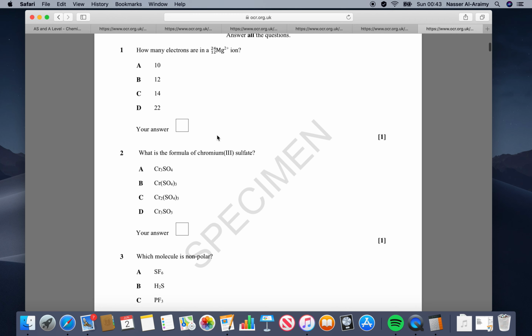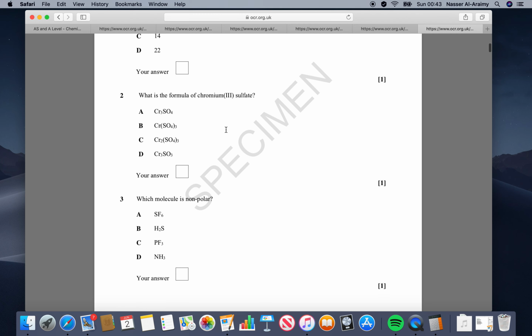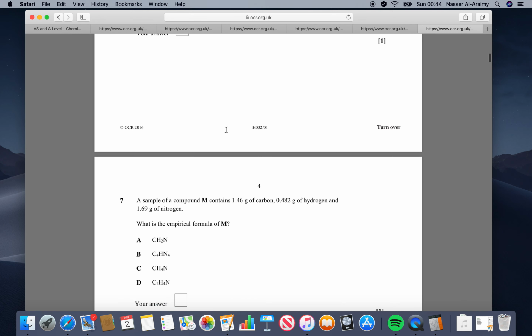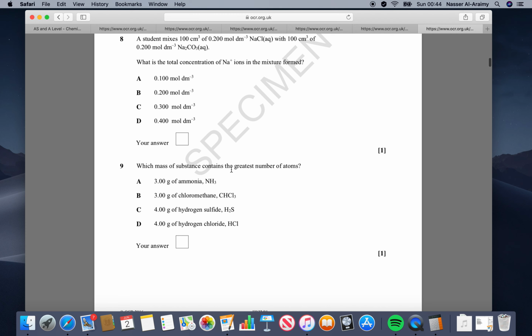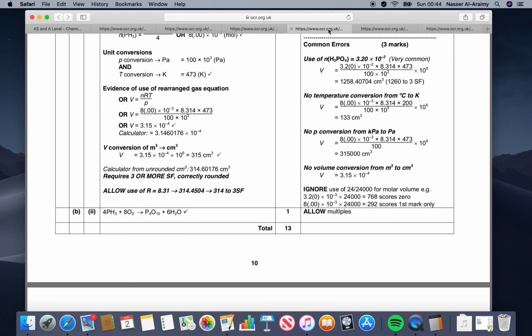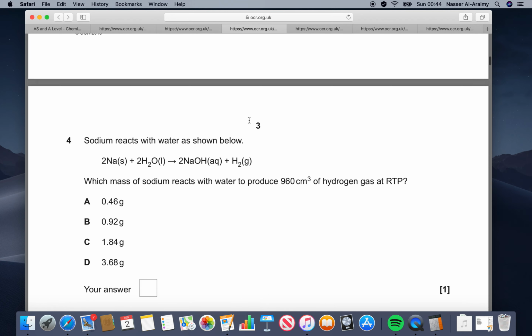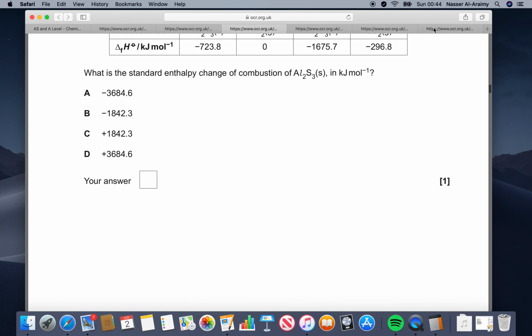So how many electrons on this? You see, in my opinion, when I look at this paper, the specimen paper looked a lot easier than the actual one. Look at that, there's a lot of calculations you have to do. But in a way, some people might say the real one turned out to be a bit easier because you didn't have to do so many equations.